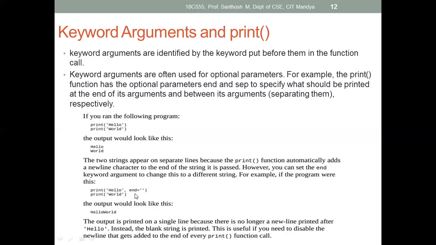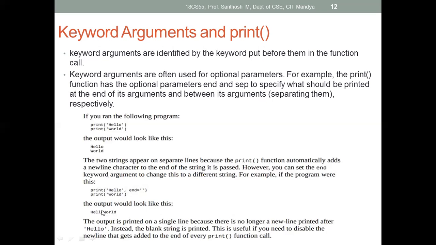So this end keyword argument will avoid the jumping of this print statement to the next line, your program flow to the next line. So the next statement will start executing here itself and then get printed in the output. So that's why we use the end keyword argument, to avoid the jumping of the statement from one line to the next line.